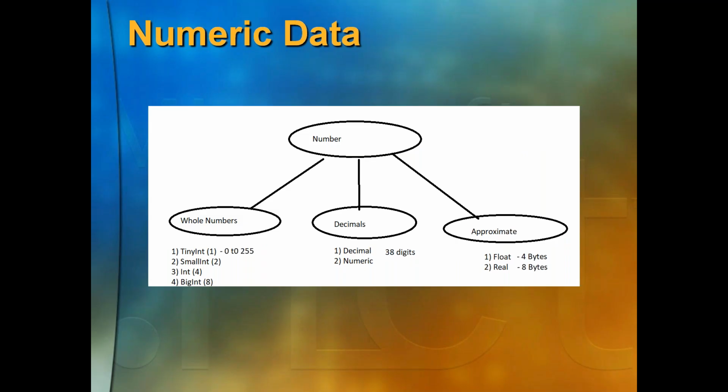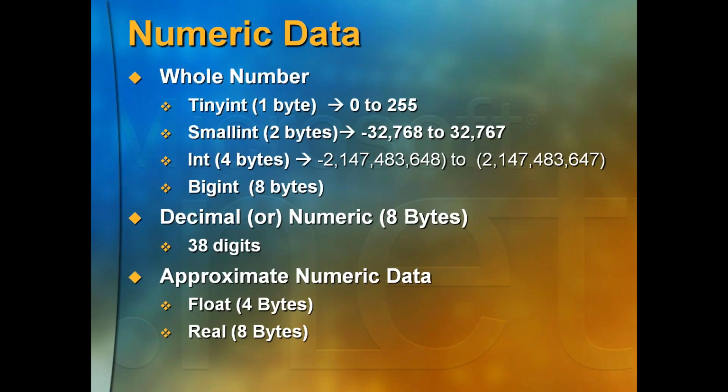Now, if you want to store numerical data, then we have whole numbers, then we have decimals, and we have approximates. Whole numbers means we have tiny int, small int, big int. These are going to store data without decimals. If you want to store data with decimals, then we have decimal and numeric, and approximates means real and float. This is what is called numerical data. So numerical data has three varieties: whole numbers, tiny int is 1 byte, small int is 2 bytes, integer is 4 bytes, big int is 8 bytes.